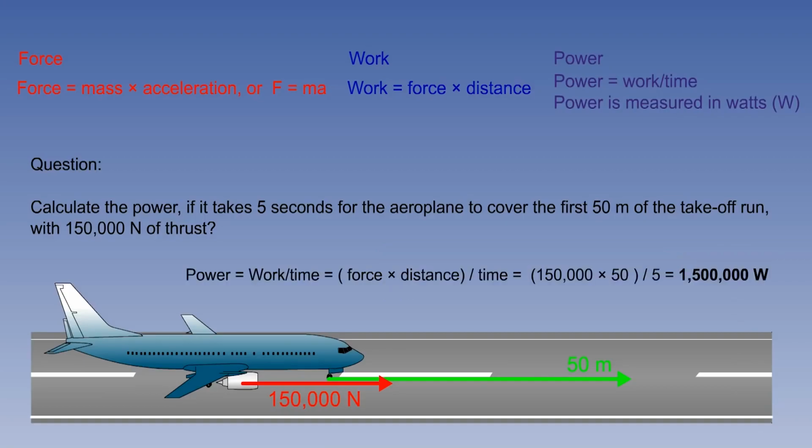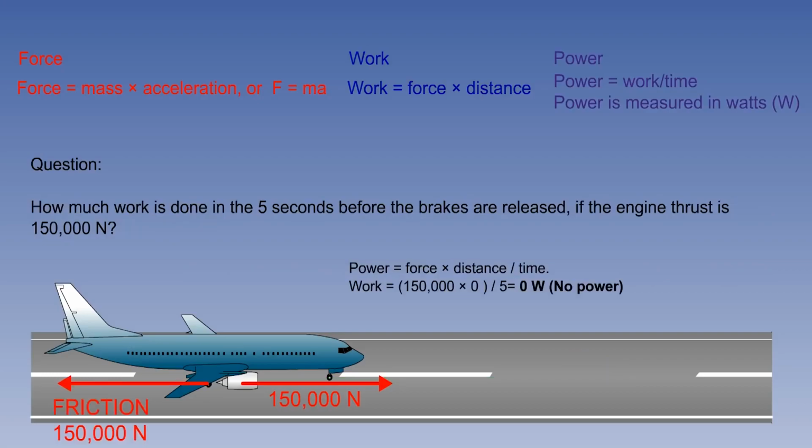Power is found by dividing the work done by the time it was achieved in. Because power is the rate of doing work, if no distance is covered, there is no power.